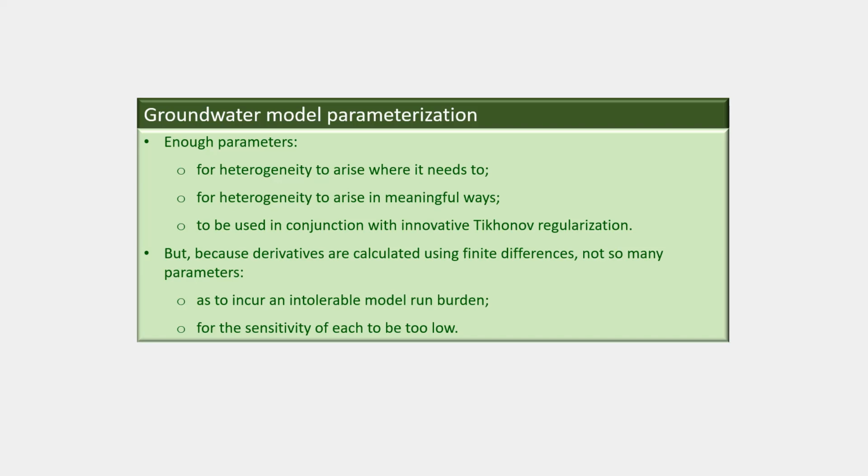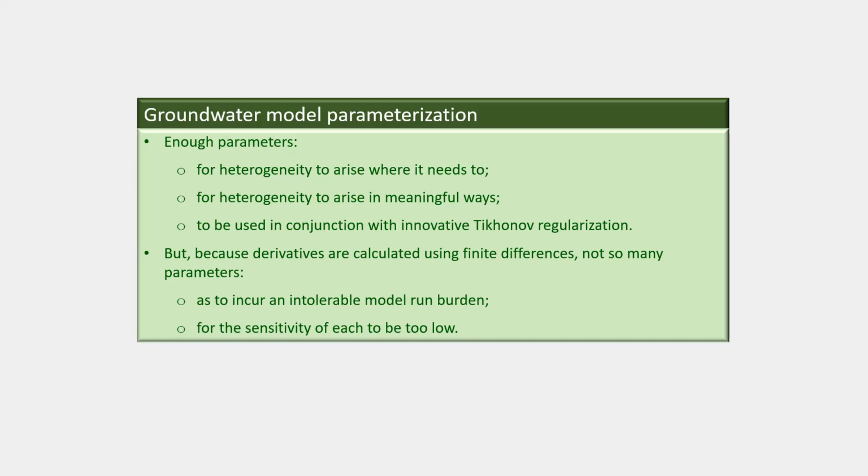Groundwater model parameterization has some extra constraints as well. Yes, we'd like to have a lot of parameters for the reasons that we just outlined. However, normally when we're calibrating a groundwater model, we are calculating the Jacobian matrix, on which basis we estimate parameters, using finite parameter differences. That is, we undertake one model run for each parameter, vary the parameter incrementally, look at the difference in model outputs, calculate that difference, divide it by the difference in parameters to get an approximation to our derivative.